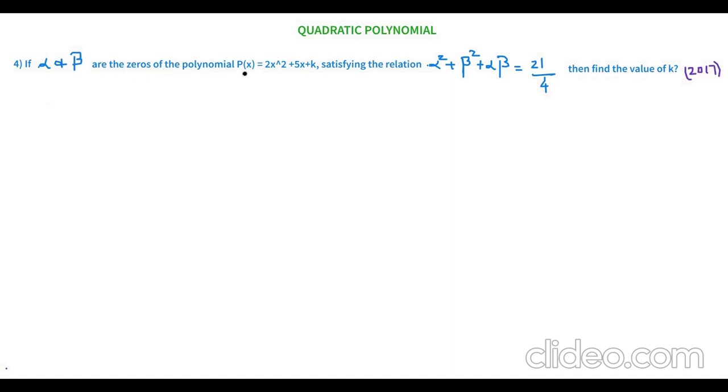So now let's see what is given to us. The polynomial p of x is given. So let's write what is given. P of x equals 2x square plus 5x plus k. So this is given to us.